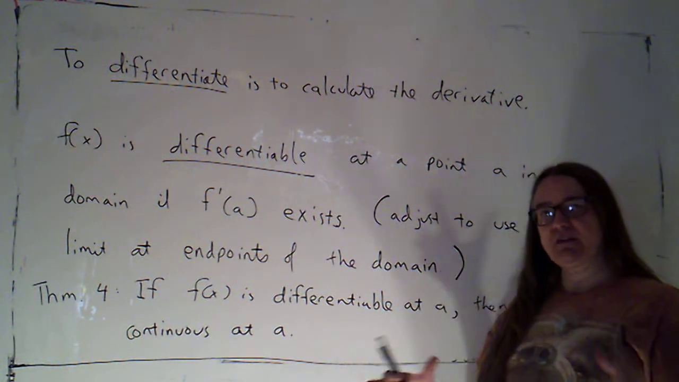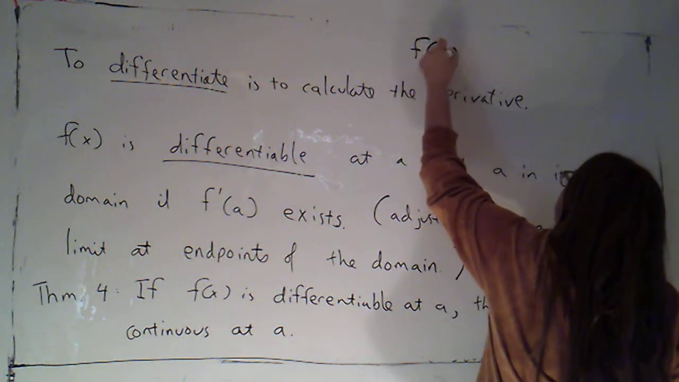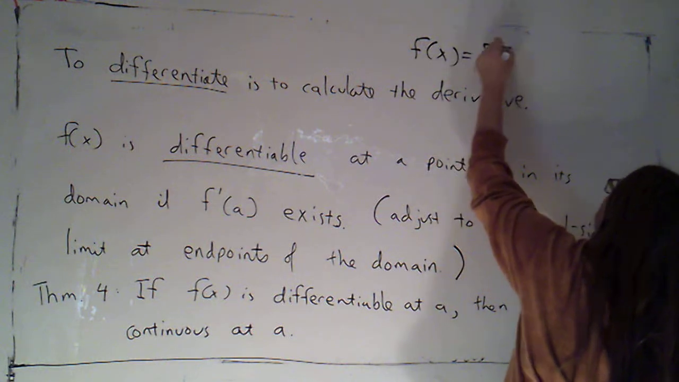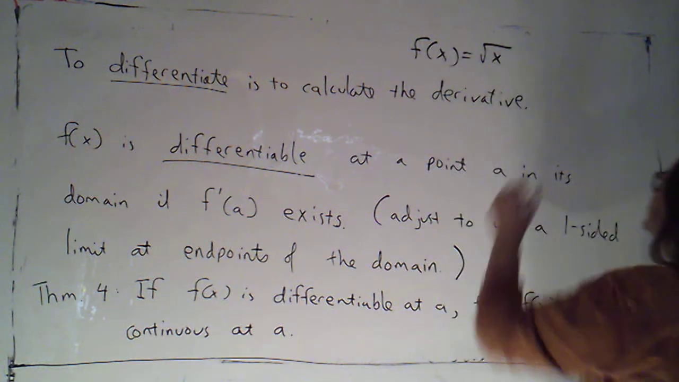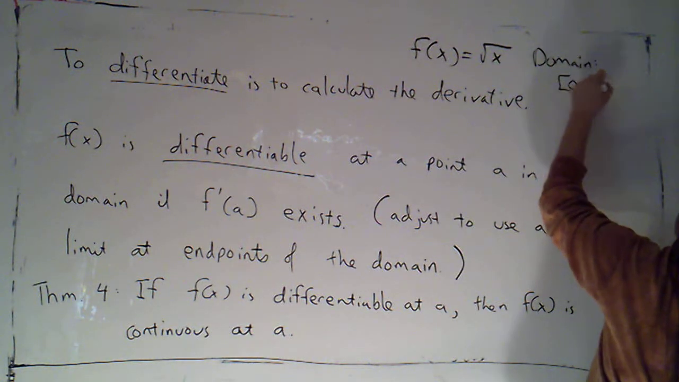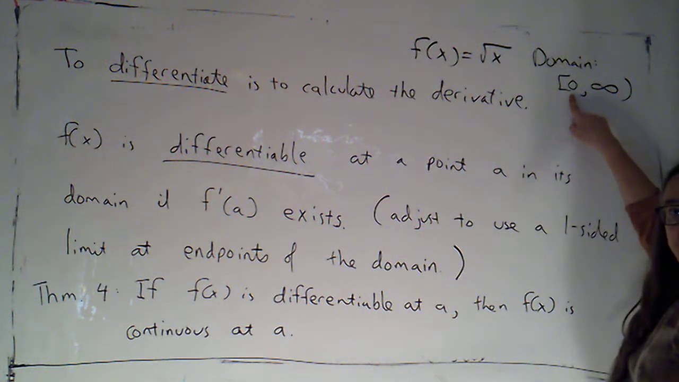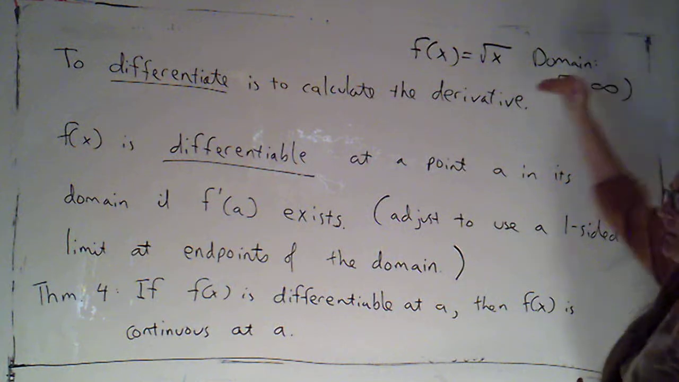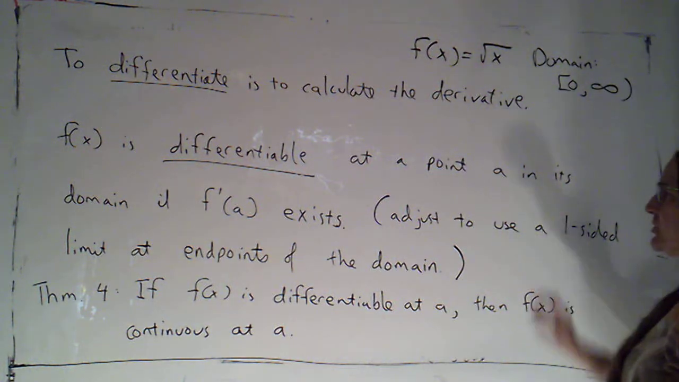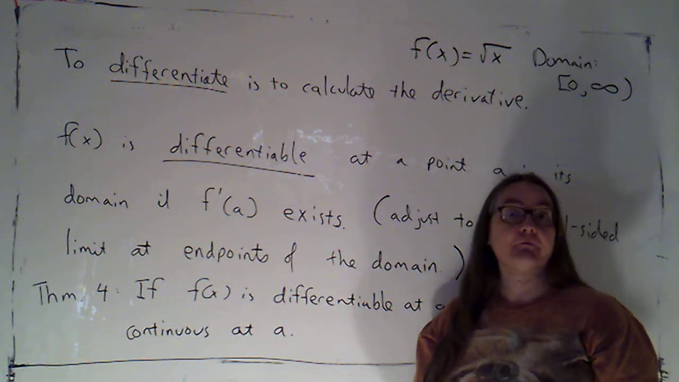So sometimes functions have a finite endpoint. For example, we'll be looking at f of x equals the square root of x in the next video. And its domain is the interval from 0 to infinity. So when we're talking about whether the function is differentiable at 0, we'd be looking at the limit coming in from the right. This is similar to what we do with continuity. For continuity at finite endpoints, we work with one-sided limits as we approach an endpoint from the interval we're working with.